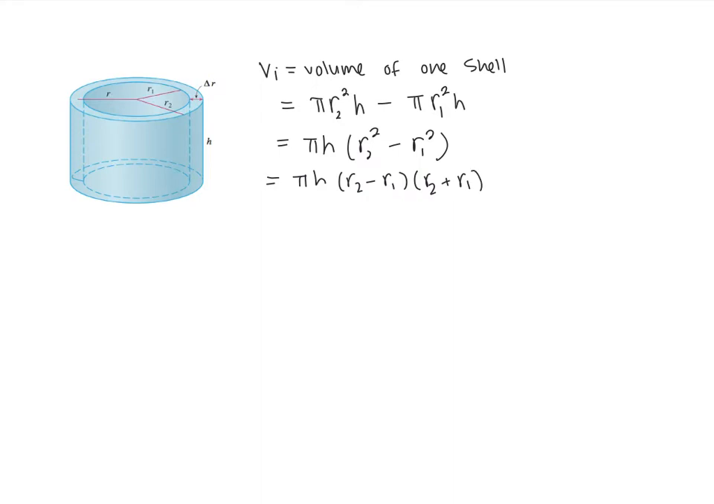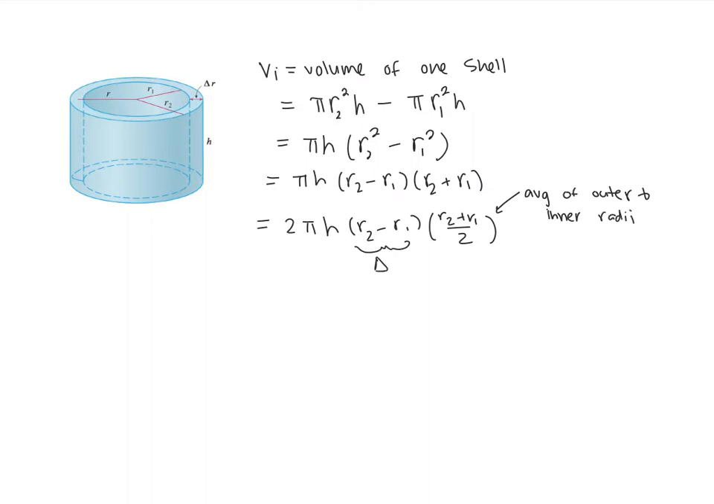Now we're going to do a clever thing here. We're going to multiply this by 2, and before you protest and say that's totally not okay, if I also take this r2 plus r1 and divide it by 2, I've changed nothing. So, a clever changing of nothing occurred. Now notice a couple things. This is the average of your outer and inner radii, and this is delta r, as in how much your radius changed.